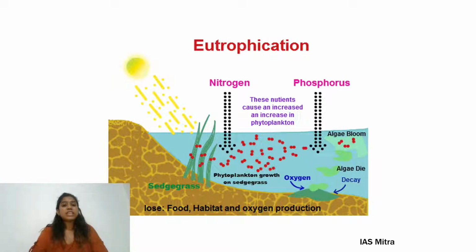So eutrophication is a very lethal ecological problem, where it completely destroys the water ecosystem, and specifically promotes algal bloom in water places. This is because of the increased amount of nitrogen and phosphorus that gets mixed in this water, mainly because of agricultural runoff, or it could be because of nitrogen and phosphorus from industrial waste that gets mixed with the water, and this causes loss of food habitat and oxygen production in the water bodies.